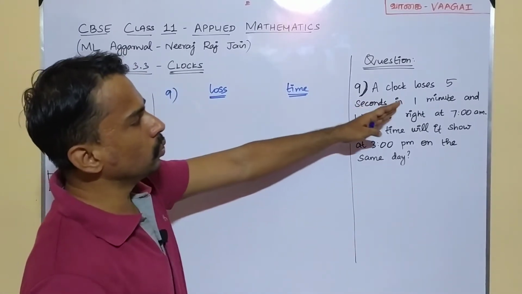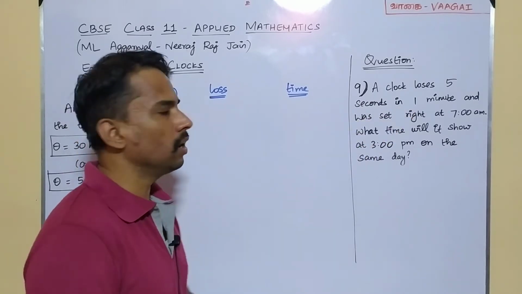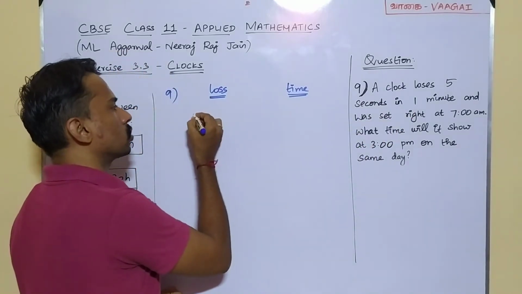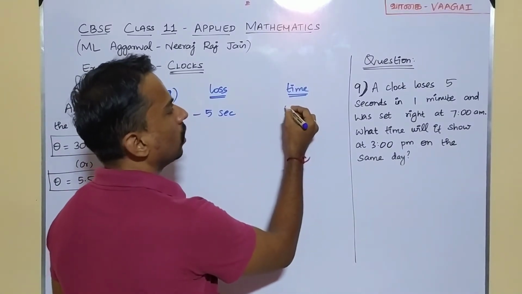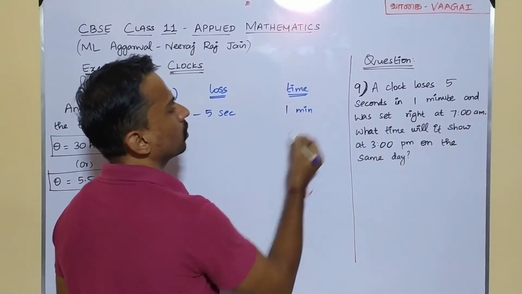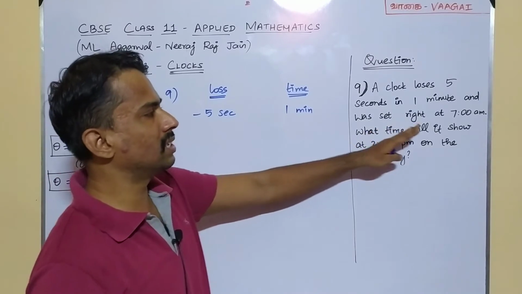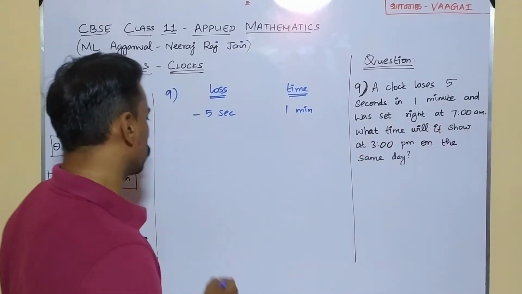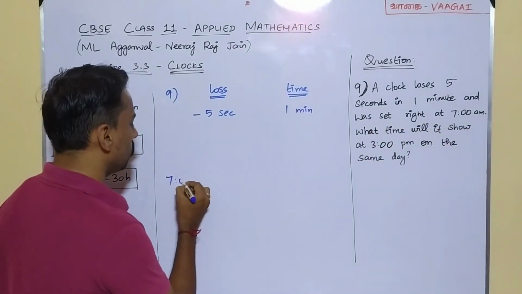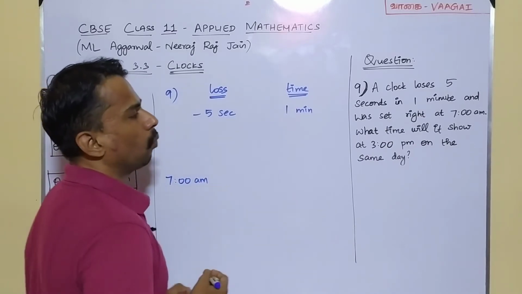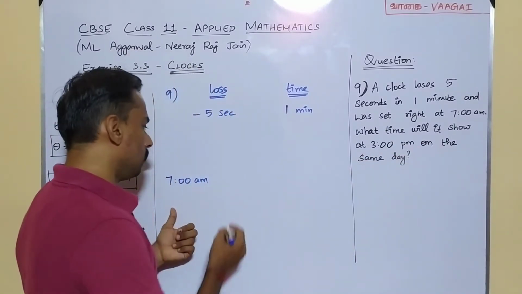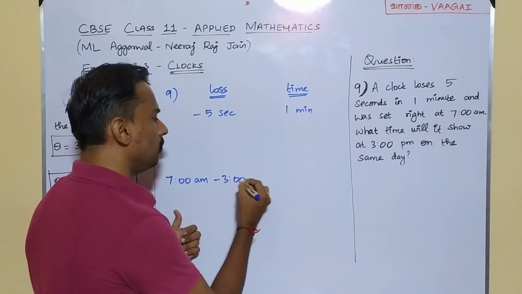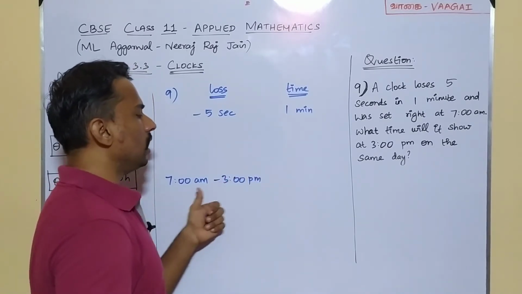So the clock loses 5 seconds in 1 minute, right? So that means it's going to lose 5 seconds. So minus 5 seconds in how much time? It is going to lose in 1 minute. Okay, this is what is given. And the clock was set right at 7 a.m. That also they gave. And what time it will show at 3 p.m. on the same day. So 7 a.m. to 3 p.m. on the same day it is given.